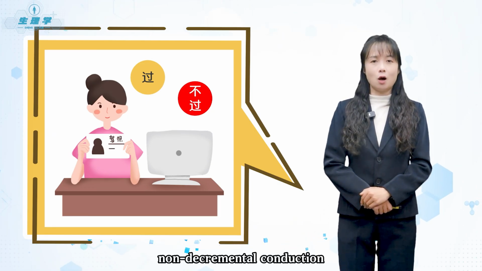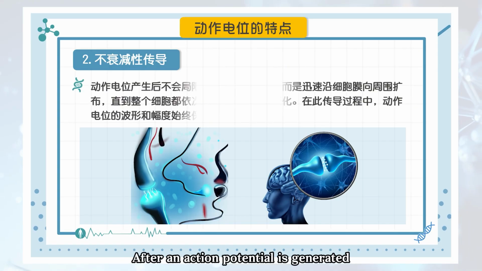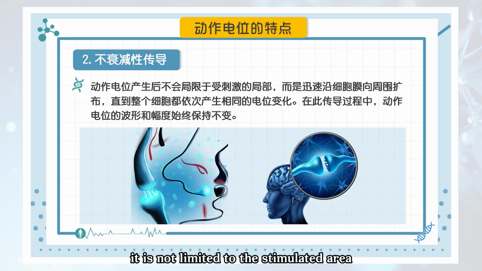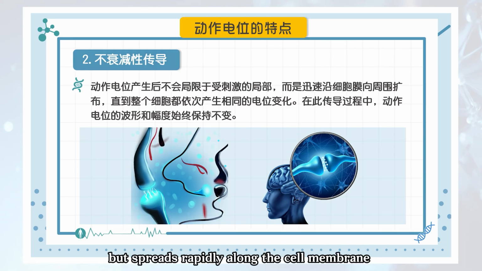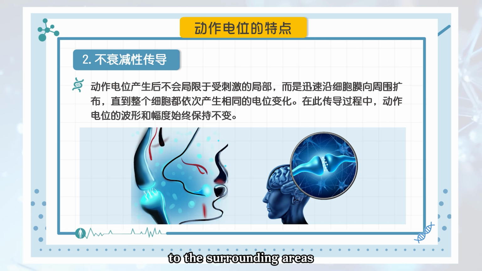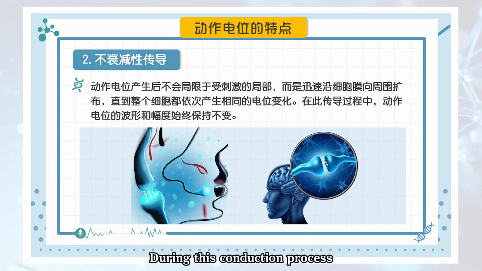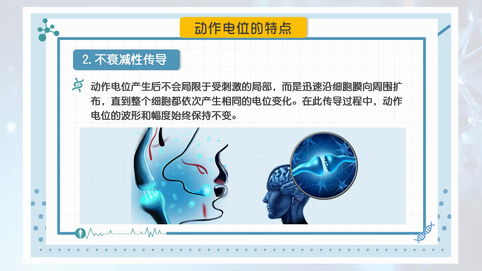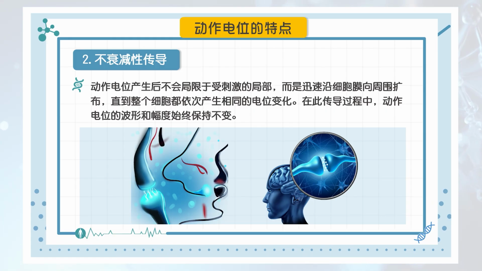Second, non-decremental conduction. After an action potential is generated, it is not limited to the stimulated area, but spreads rapidly along the cell membrane to the surrounding areas until the entire cell sequentially generates the same potential change. During this conduction process, the waveform and amplitude of the action potential remain unchanged.